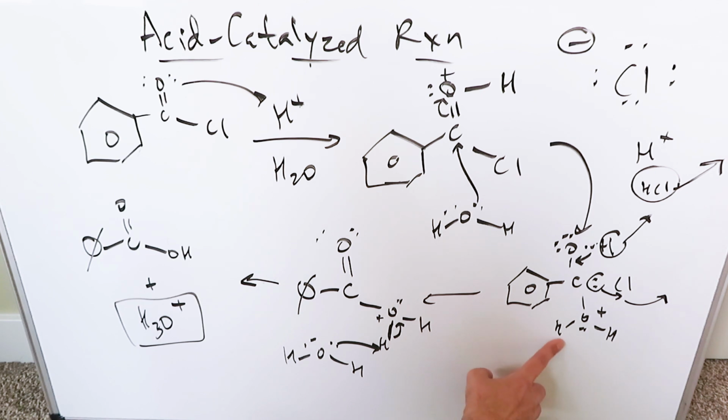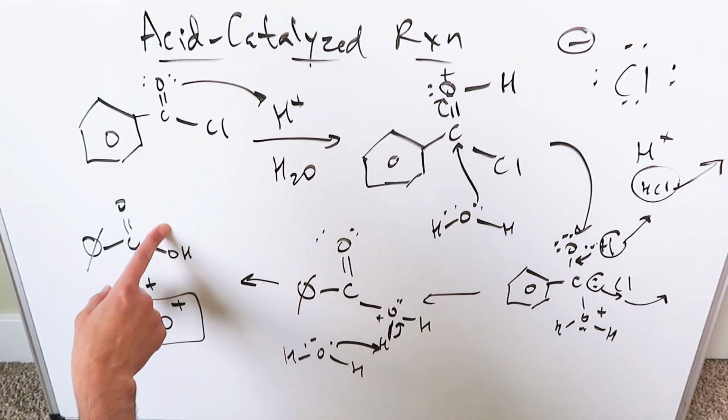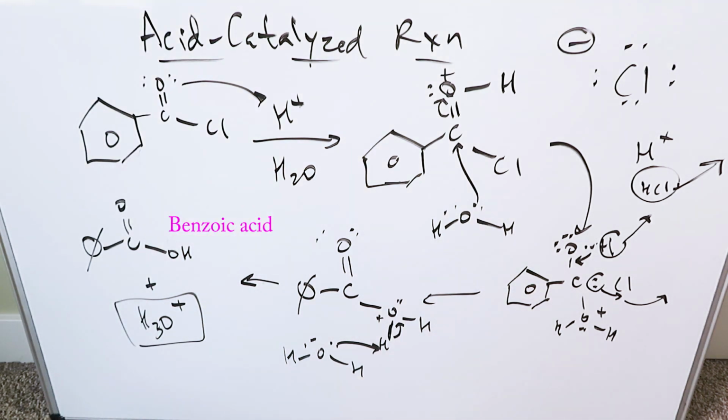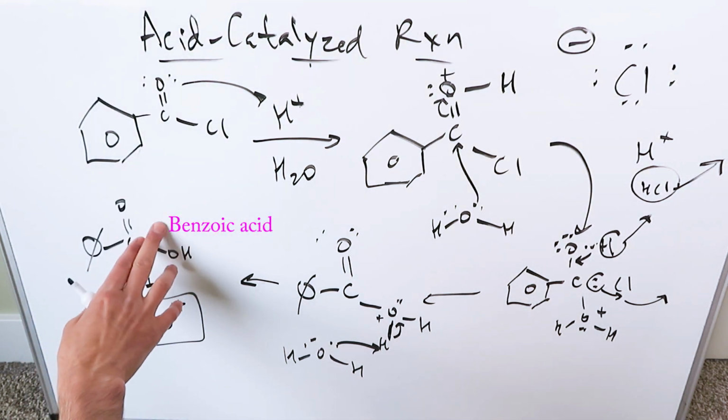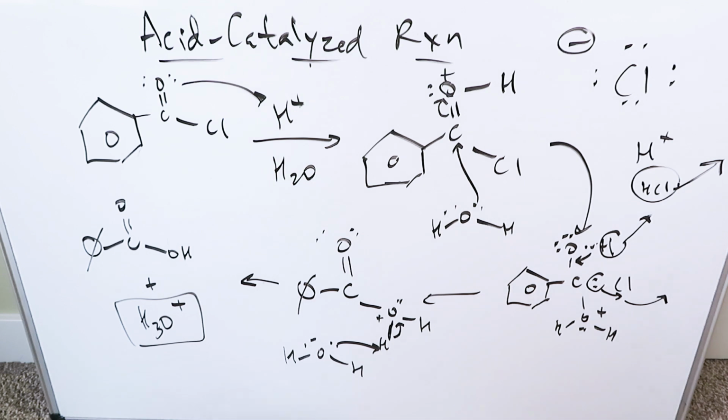Now at the end you have to somehow deprotonate this oxygen right here. The water molecule has to be deprotonated. Another water molecule will snatch the hydrogen, and you'll develop your hydroxyl functionality. At the end result, you're looking here at a benzoic acid. We went from benzoyl chloride to benzoic acid, and our acid is regenerated.